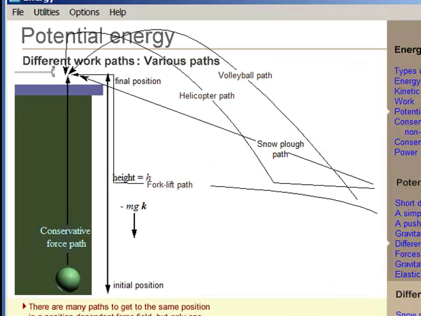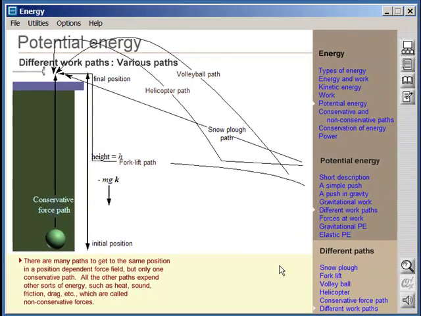Note that there are many different work paths to get the ball back to its starting position. All these paths, except the idealized conservative path, expend more energy than the 98 joules needed. This wasted energy is due to non-conservative forces like friction, sound, heat, etc. Conservative forces only depend upon position.